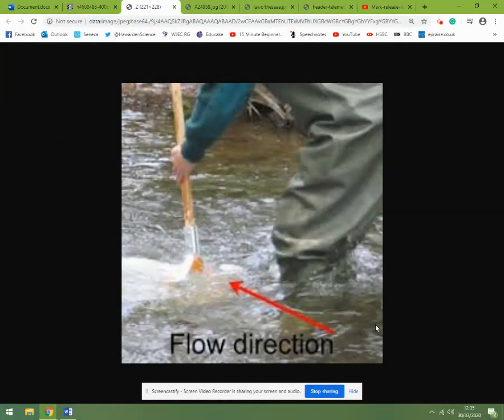We might use kick sampling in a river. So the idea is you have a net, and you kick the sediment at the bottom, and the water current pushes the insects into the net, and then you can log them, so you have data on the number of organisms that are actually in that section of river, and then you can move along the river at certain distances.